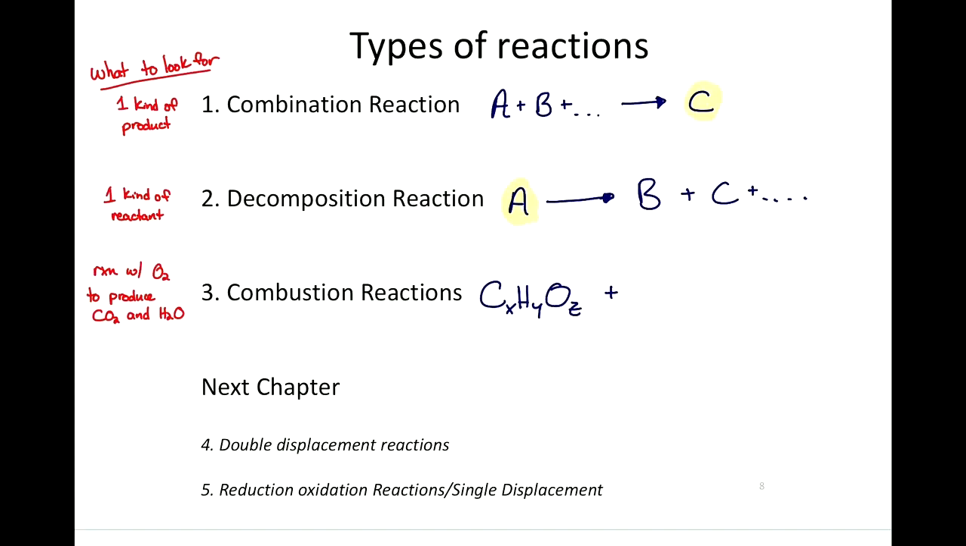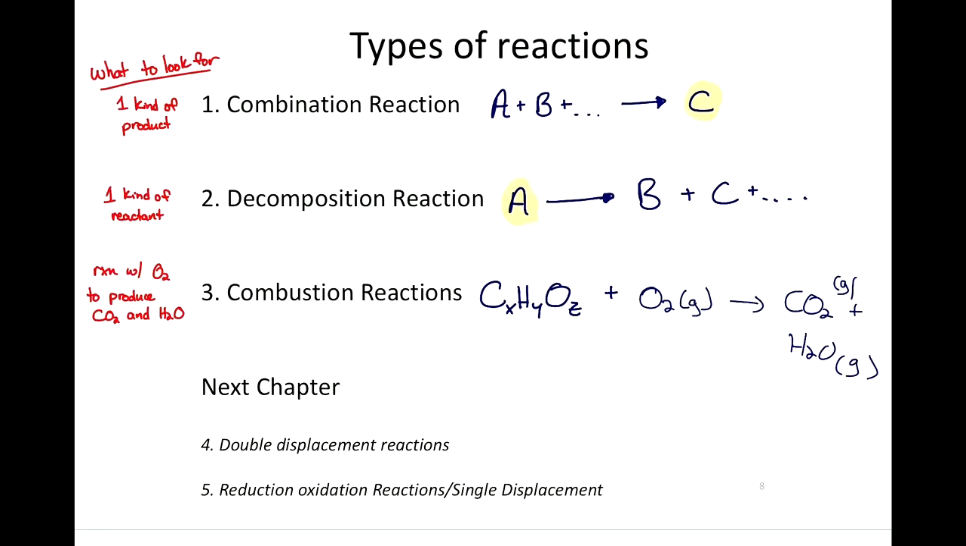And then the last one here in this chapter, combustion reaction, burning things. Combustion reactions were usually, at least in this class, burning hydrocarbons. So things with carbon, hydrogen, sometimes oxygen, but we're burning it with oxygen gas that's in our atmosphere. And our products are CO2 and water. In this case, usually both of those are gases.